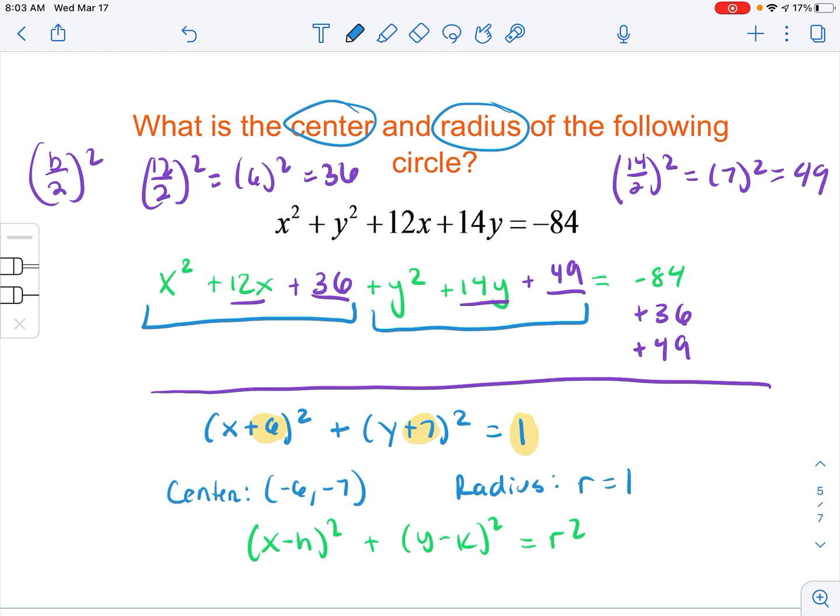Okay, so when we see these jumbled up terms and we see multiple values with the same variable, we're going to have to use complete the square to create the equation of the circle.